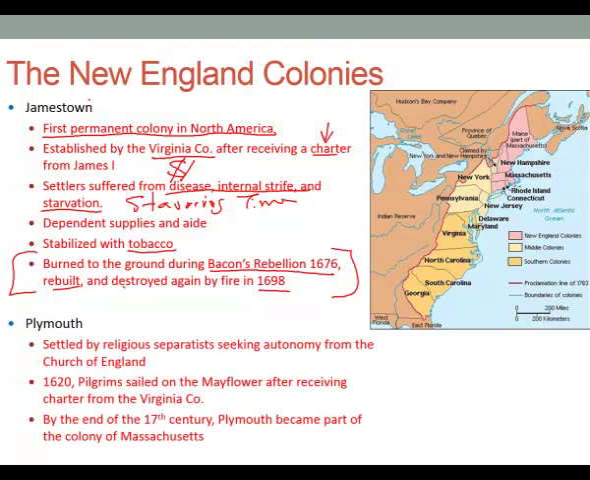Plymouth. Settled by religious separatists. Now here's where we're going to start differentiating how our colonies are founded. Jamestown is all about wealth. These are things that you might want to note next to their titles. I would put the symbol system in there. Why was it founded? Jamestown, wealth. Why is Plymouth founded? Religion. Religious separatists seeking autonomy from the Church of England.